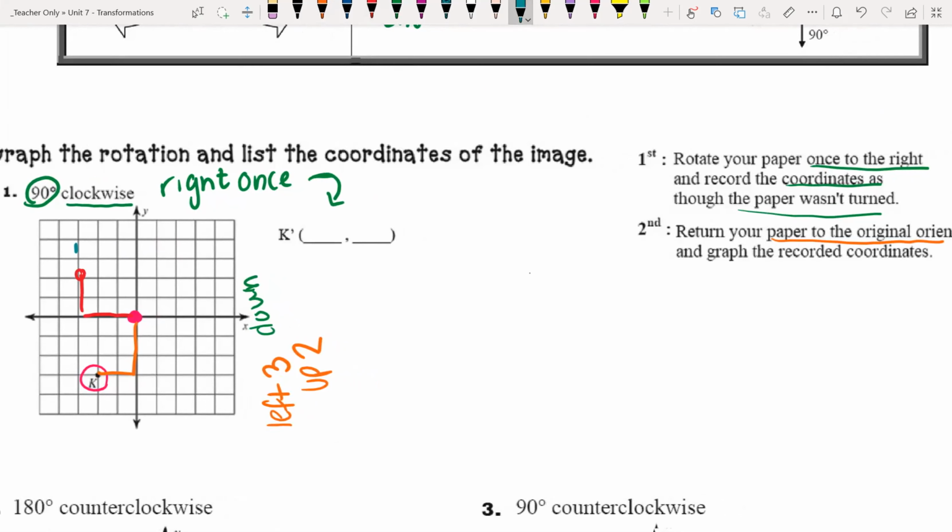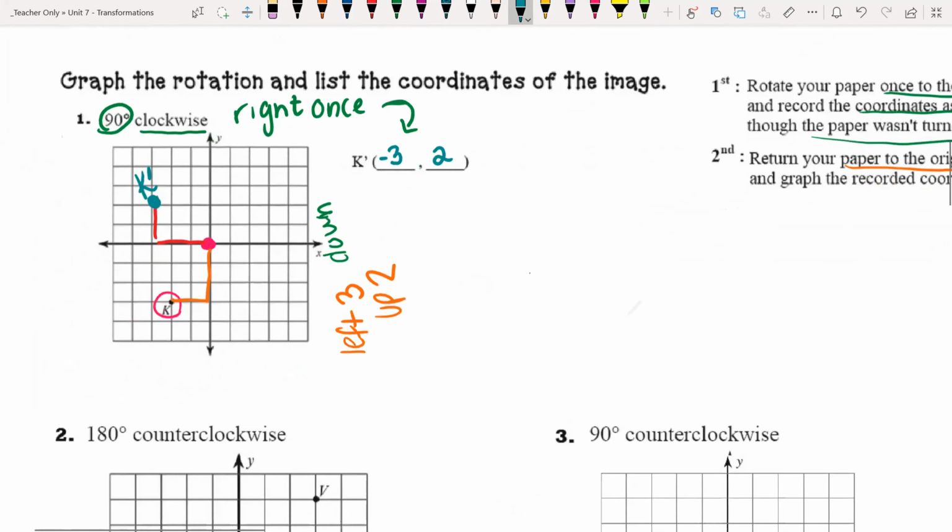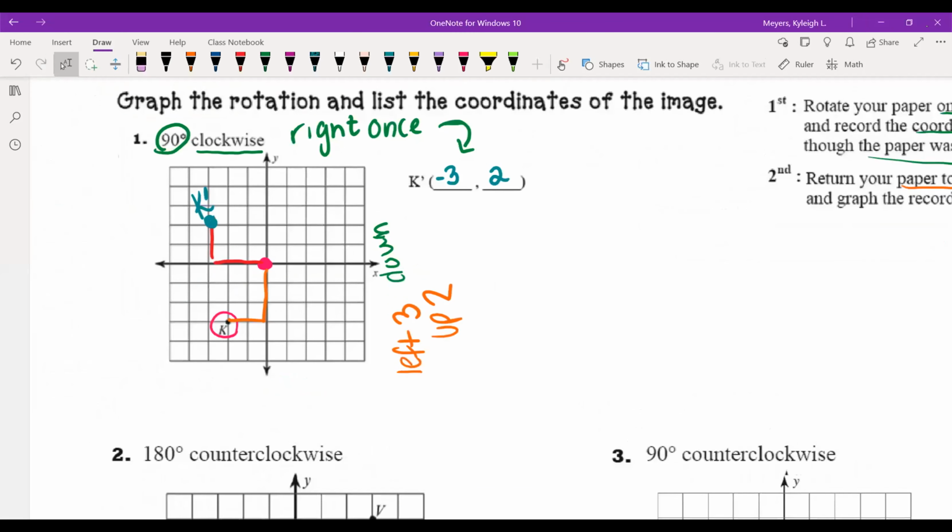And now here's our new point. That's K with an apostrophe, right? So that's our new point, and that is -3, +2, because we went left 3, up 2. Okay. So now let's do that again.